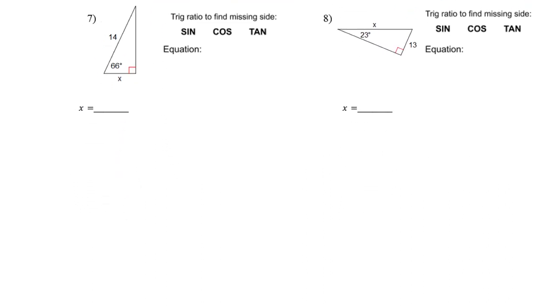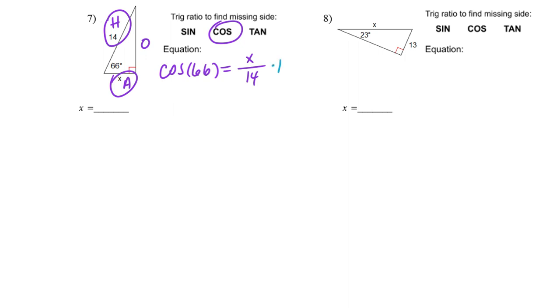For the last two problems, I'll label my hypotenuse, my adjacent. That gives me cosine. So the cosine of 66 is equal to x over 14. Multiply both sides by 14. And 14 times the cosine of 66 ends up giving me 5.69.